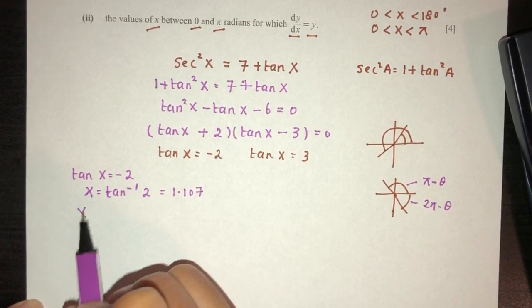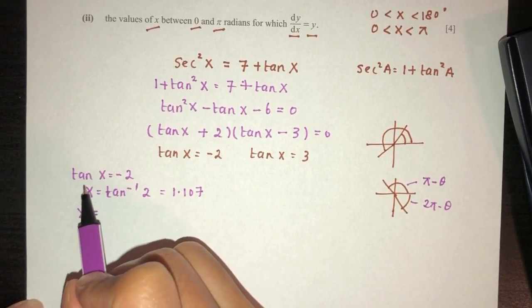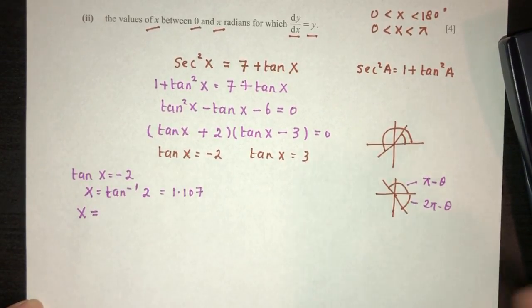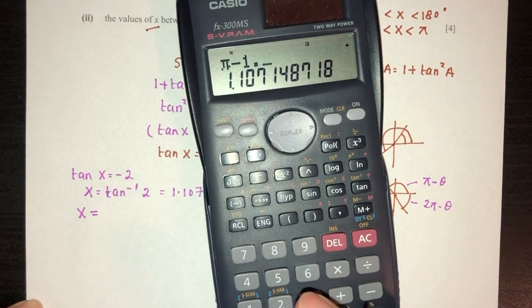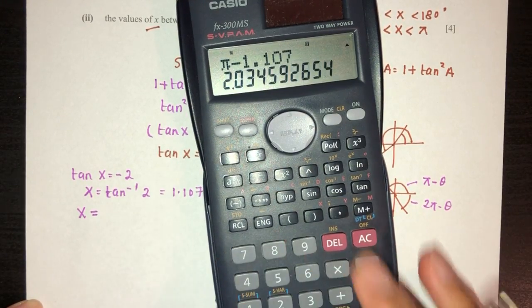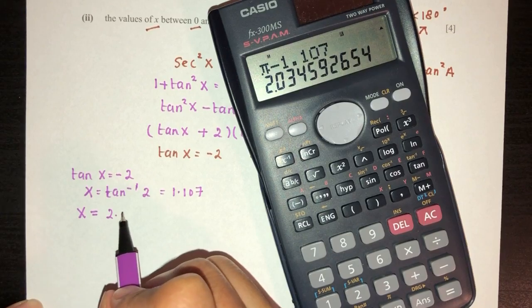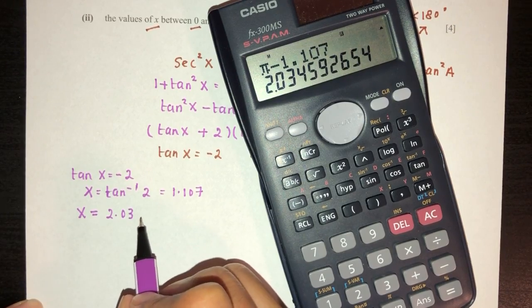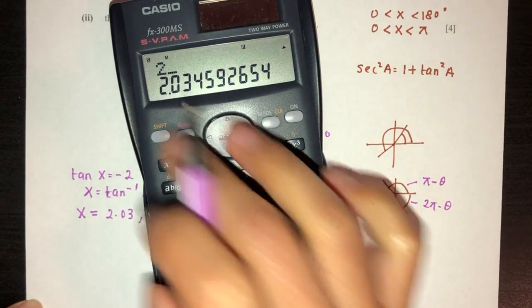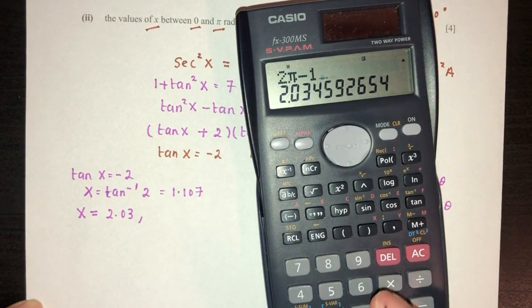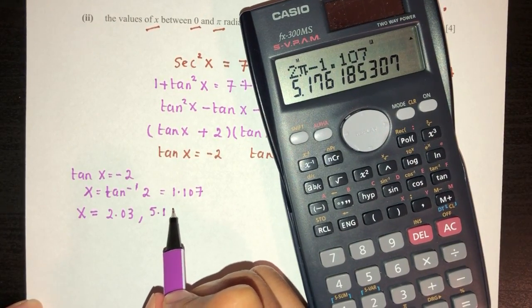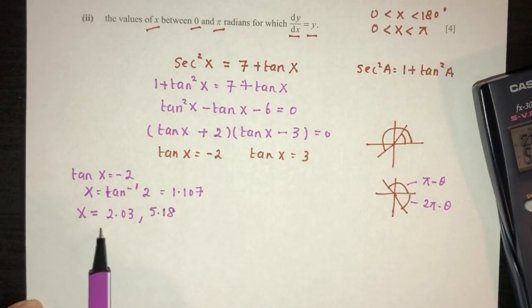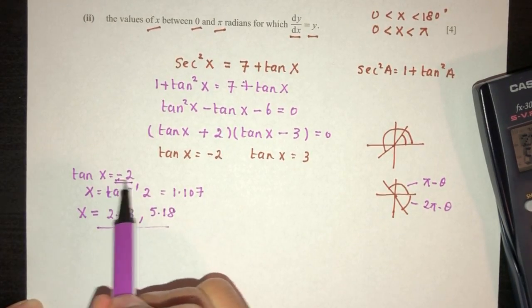So your value for x, this is your value for theta actually, not x, but x will equal to pi minus 1.107. That should be 2.03. And then it can be 2 pi minus 1.107. That should be 5.18. That is the two values of x for this one.